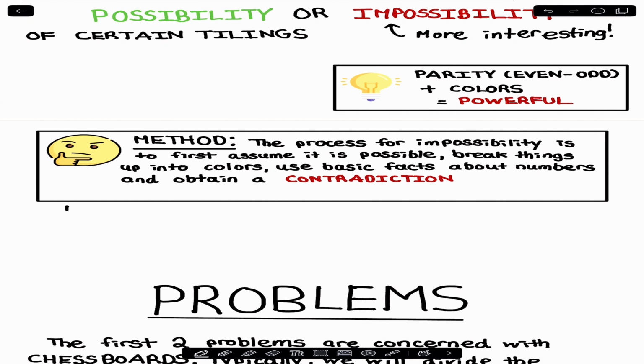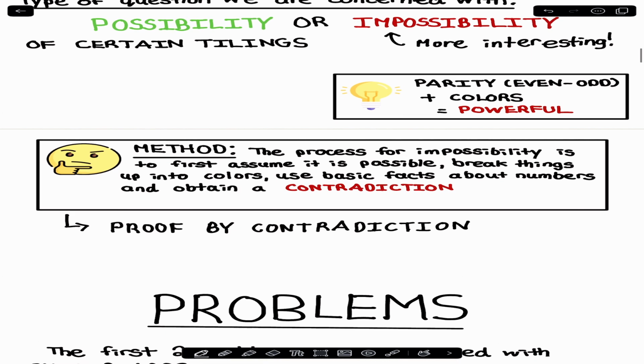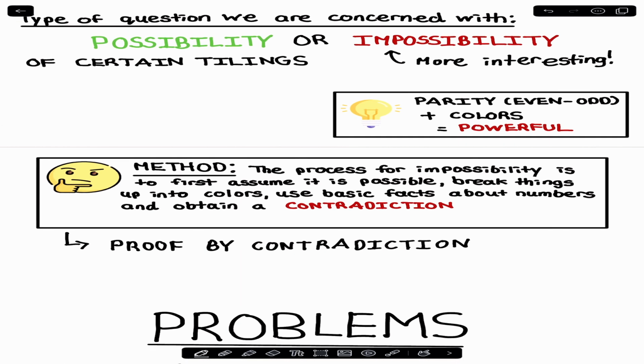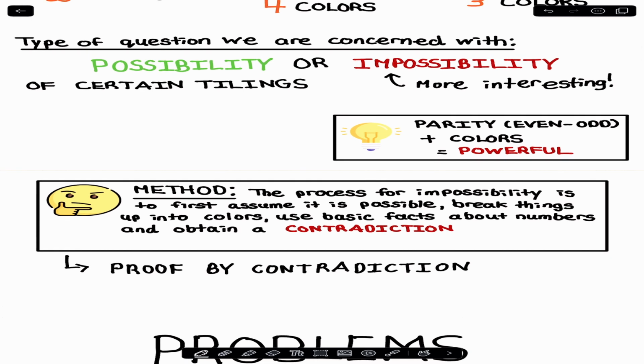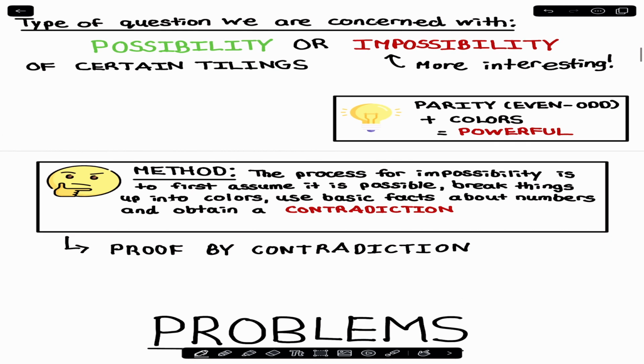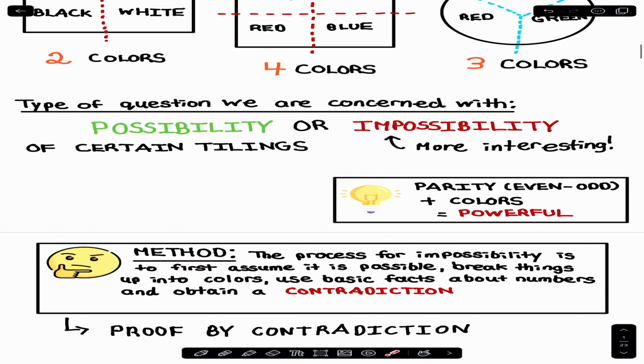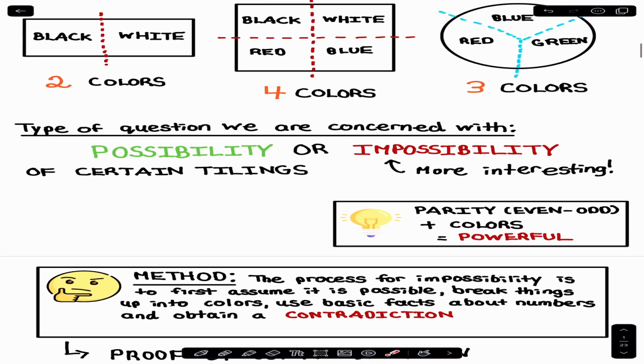And if this sounds familiar, well, this, my friends, is called proof by contradiction. So I'm assuming you have some background of what proof by contradiction is. I'm not going to be going over that in this video, but I will make a separate video on that possibly later. So yes, proof by contradiction is the main proof method that goes hand in hand with coloring.